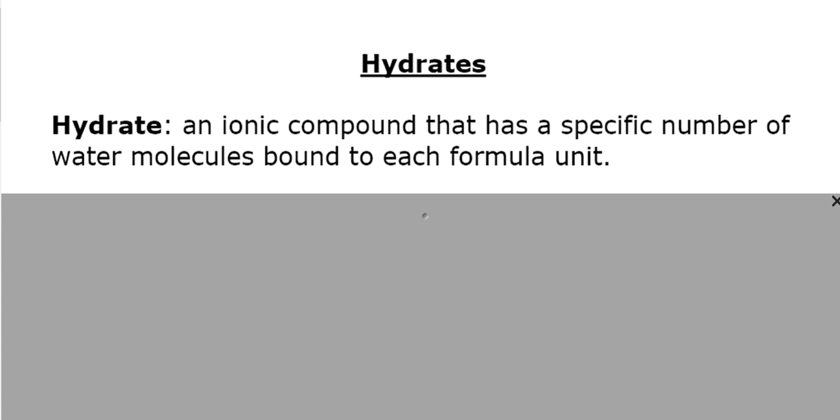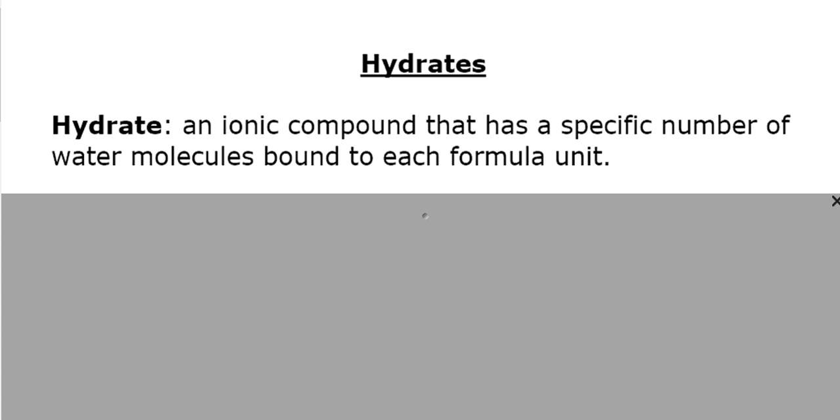This is the last lesson on nomenclature, and a lot of it really isn't new. We're just learning about one more special type of ionic compound called a hydrate. So the first part of our lesson, we're going to learn about what a hydrate is and why it's important, and then we'll practice the nomenclature, writing the names and formulas.